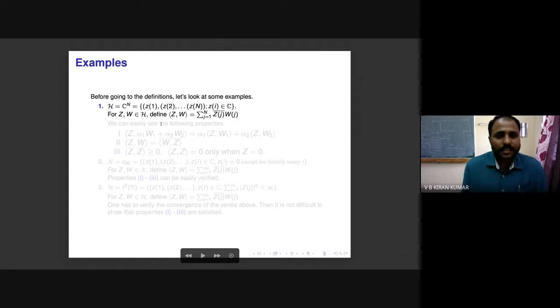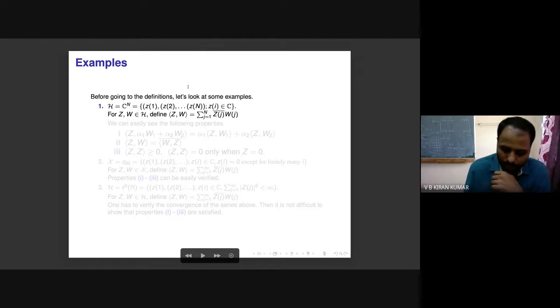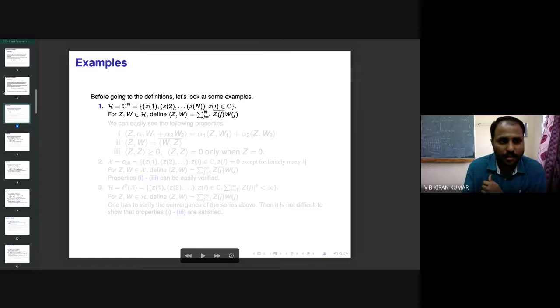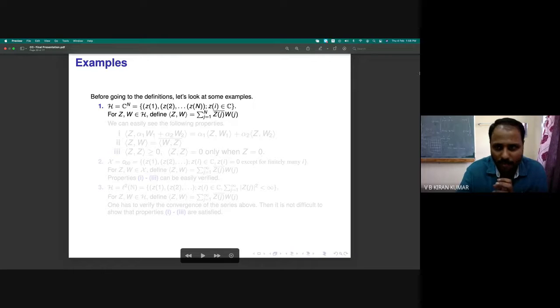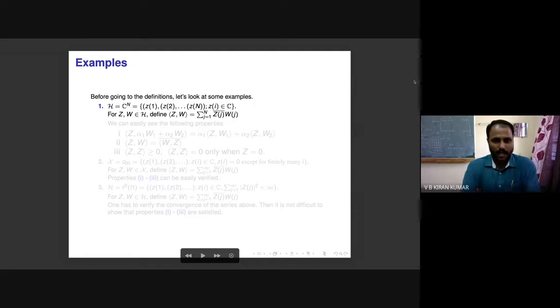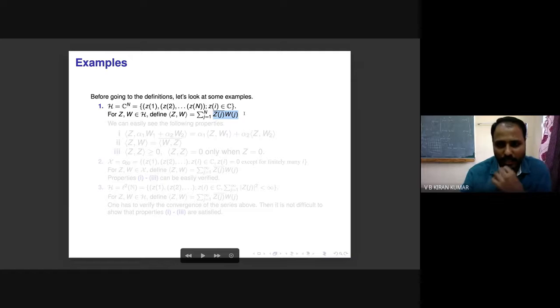Let us see examples. Before going to the general definition, let me look at the examples. So C^n, this is something familiar to all of you, the n-tuples of complex numbers. You define the inner product of Z and W to be the summation of Zj bar Wj. Remember, I am giving conjugation on the first variable.